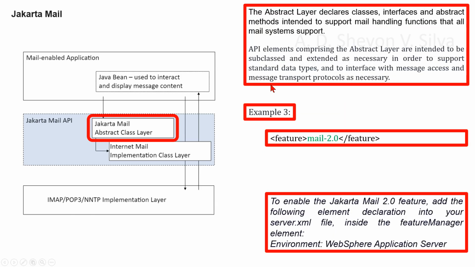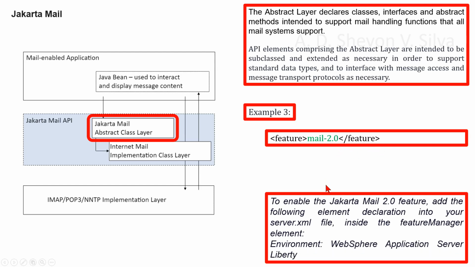As example 3, we can consider this in the environment with the WebSphere application server. This is to enable the Jakarta Mail 2.0 feature: add this element declaration into your server.xml file inside the featureManager element. Actually, the environment is WebSphere Application Server Liberty.